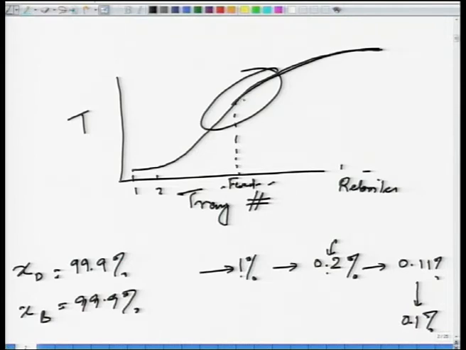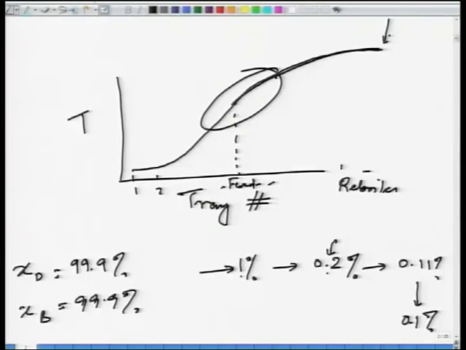On the other hand, when I look near the feed tray, look at this zone, tray temperature changes by a large amount as I go from one tray to the next, okay. What that means is that the tray composition is changing by a large amount as I am moving from one tray to the next, either up or down, okay, near the feed tray.